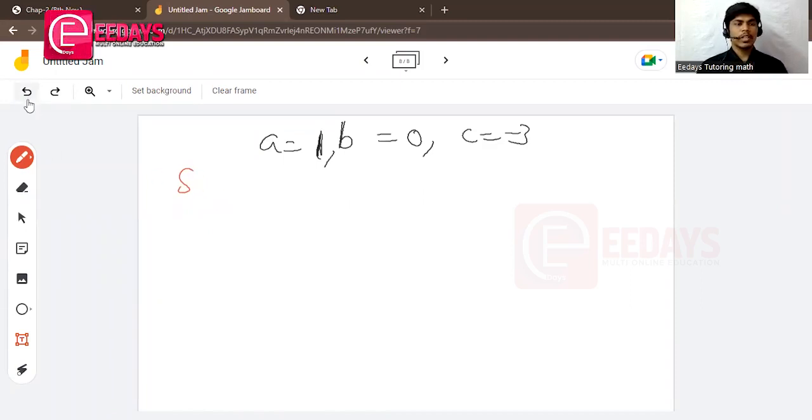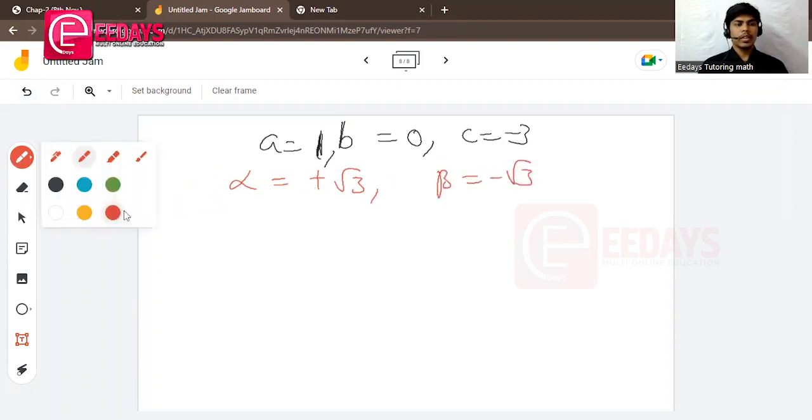First, you need to write alpha, beta. What are the values we get? Alpha is plus root 3, beta is minus root 3. Okay, so now the verification part, guys. Pay attention here. Sum of zeros.